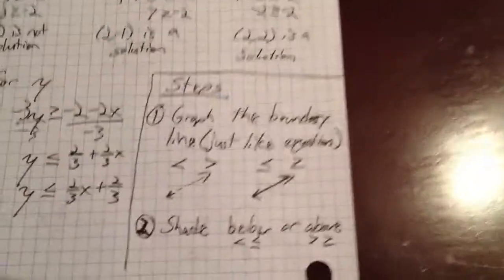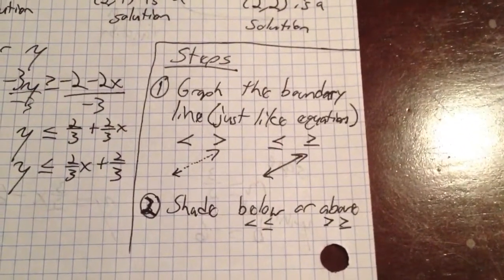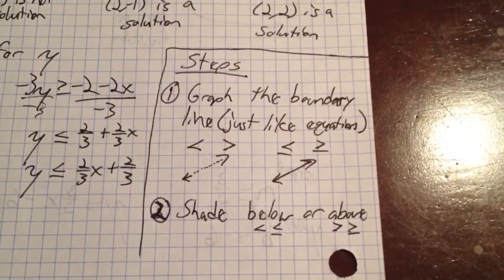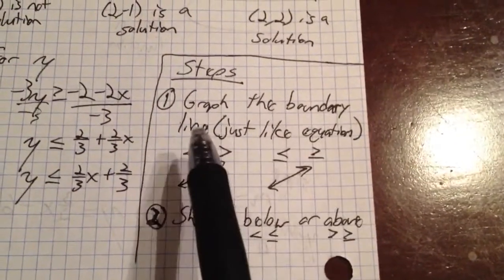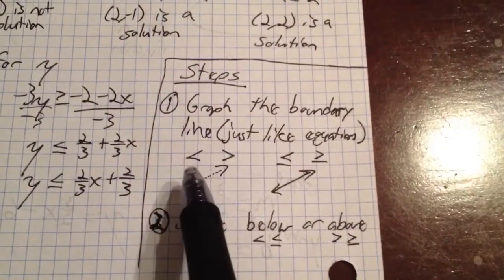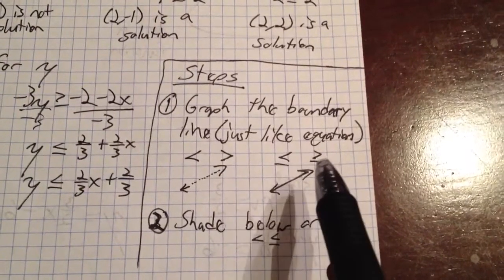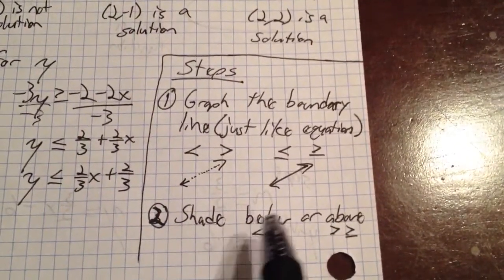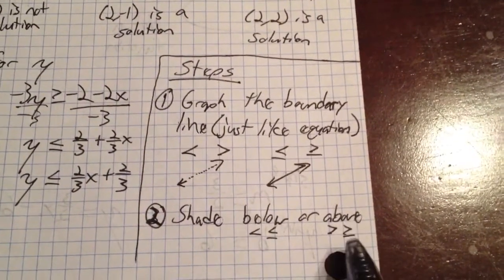So here I have basically the steps that I use when I'm graphing one of these inequalities. You can pause the video and write these down, or you can just refer back to the video whenever you want. Basically, you graph the boundary line just like an equation. If it's a less than or greater than, you do a dashed line. If it's less than or equal to, greater than or equal to, you do a solid line. Then you shade below or above. If it's less than, you shade below. If it's greater than, you shade above.